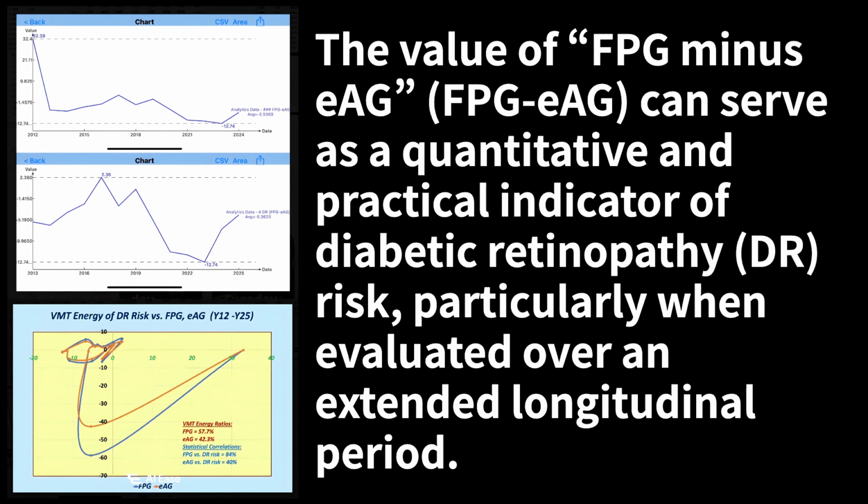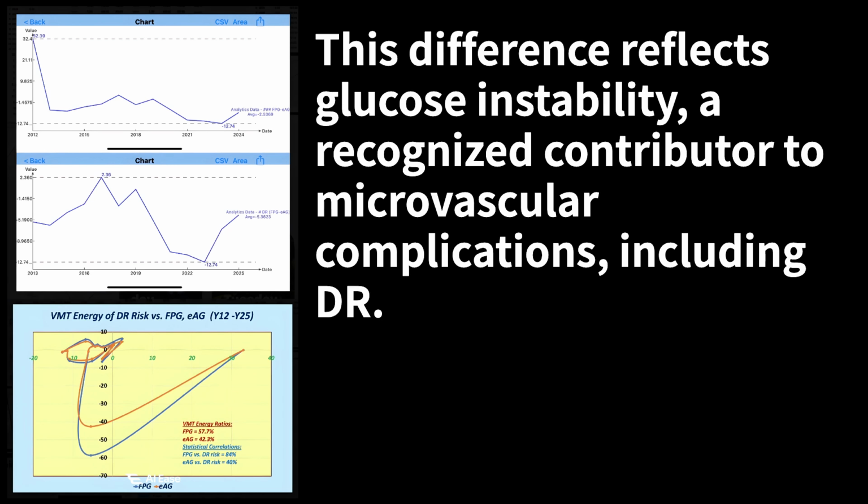Abstract: The value of FPG-eAG can serve as a quantitative and practical indicator of diabetic retinopathy (DR) risk, particularly when evaluated over an extended longitudinal period. This difference reflects glucose instability, a recognized contributor to microvascular complications, including DR.